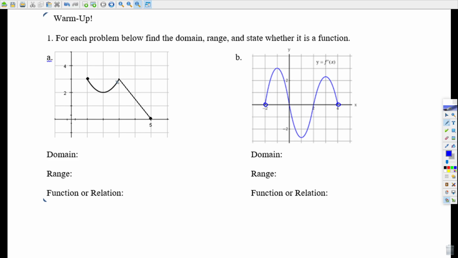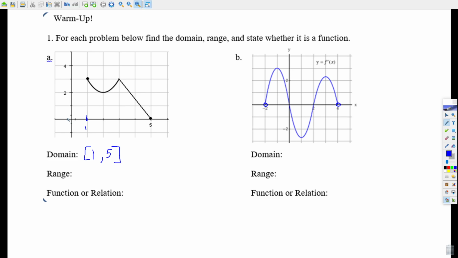So for number one, the warm-up, we're going to find the domain, range, and state whether or not it is a function. So for the domain, remember we have to look from the farthest left to the farthest right. That's the x values. And since we have closed dots, we know it's going to be brackets on both ends. Farthest left here is 1. Furthest right is 5. Just fill in the blanks here.